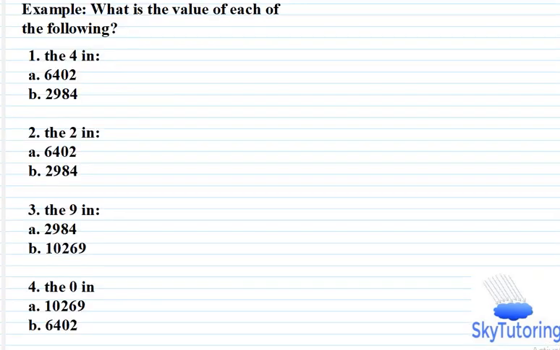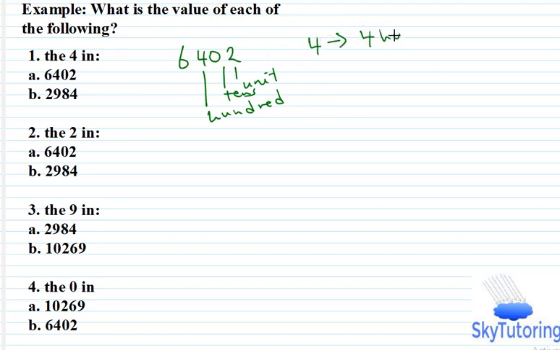Example 1. The question says, what is the value of each of the following? First, the 4 in 6,402. What is the value of the 4? Remember, this one is units, this one is tens, and this one is hundreds. So the value of 4 is 400. That's the place value.